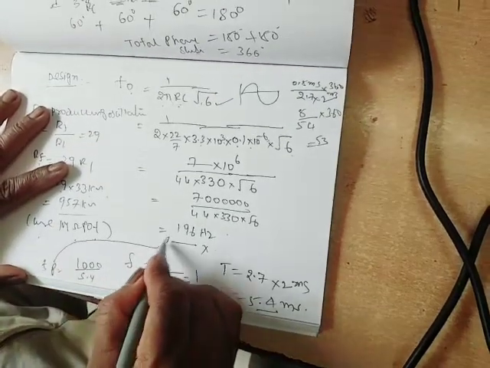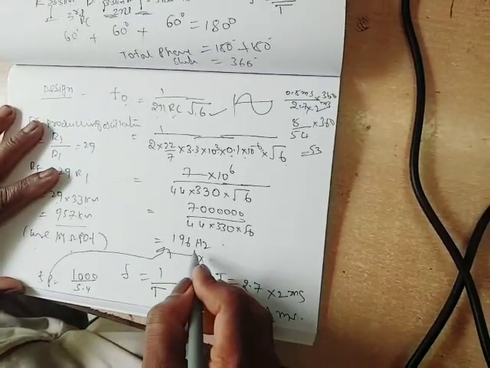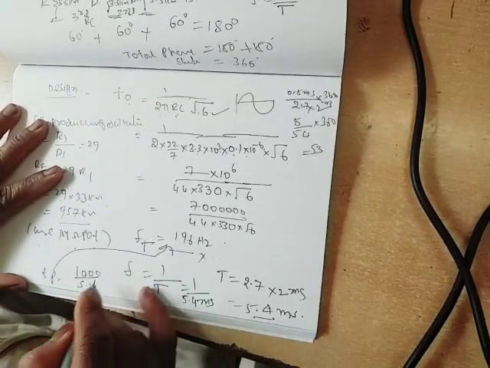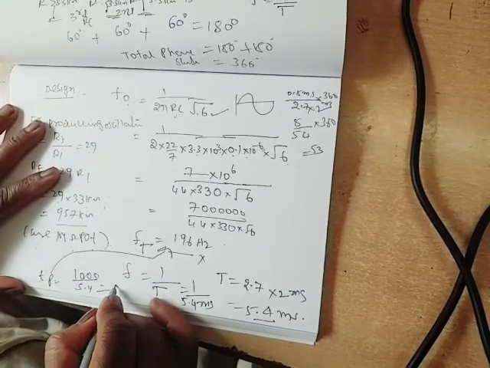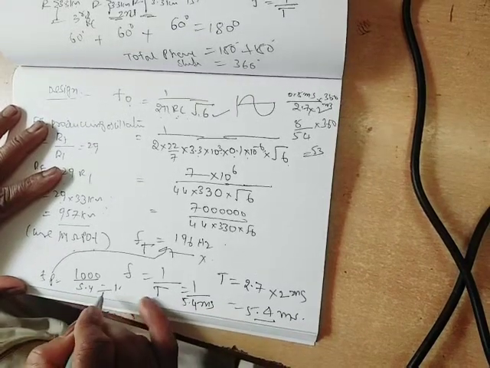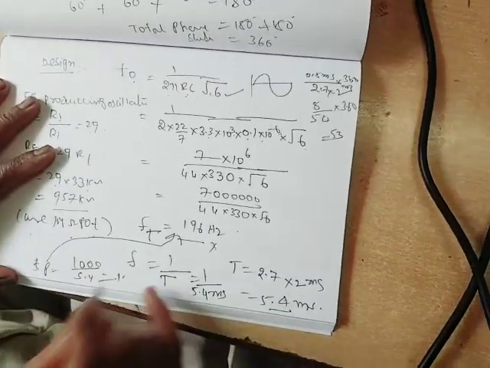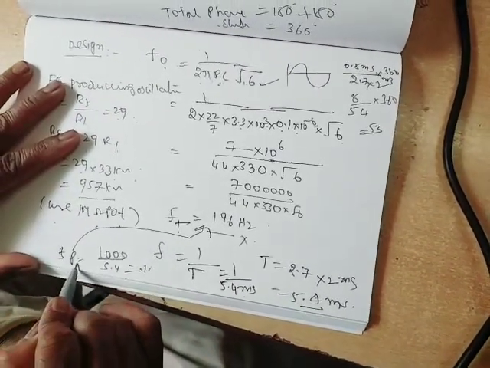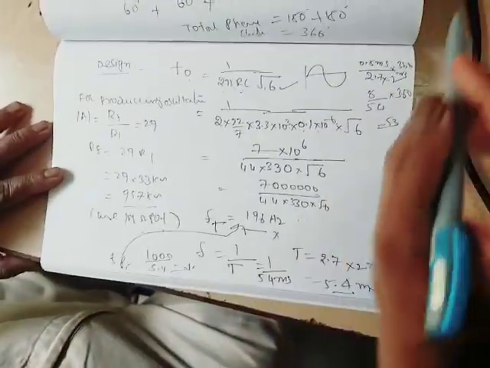This practical frequency is approximately the same as the theoretical frequency. Calculate 1000 by 5.4 and we will get the practical frequency, approximately 190 Hz. Both are equal.